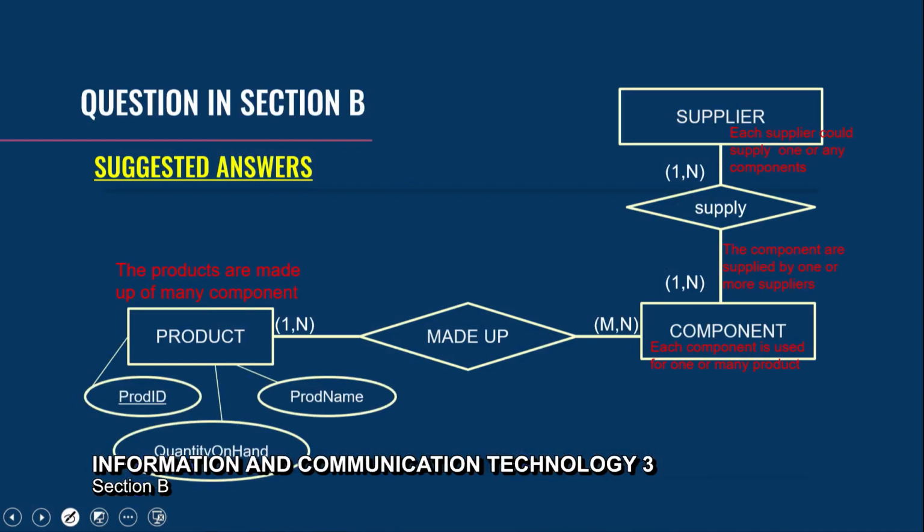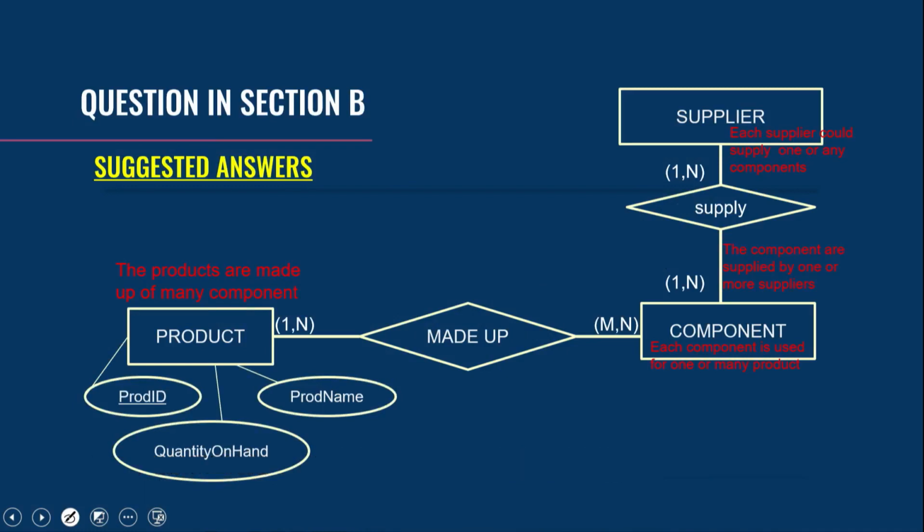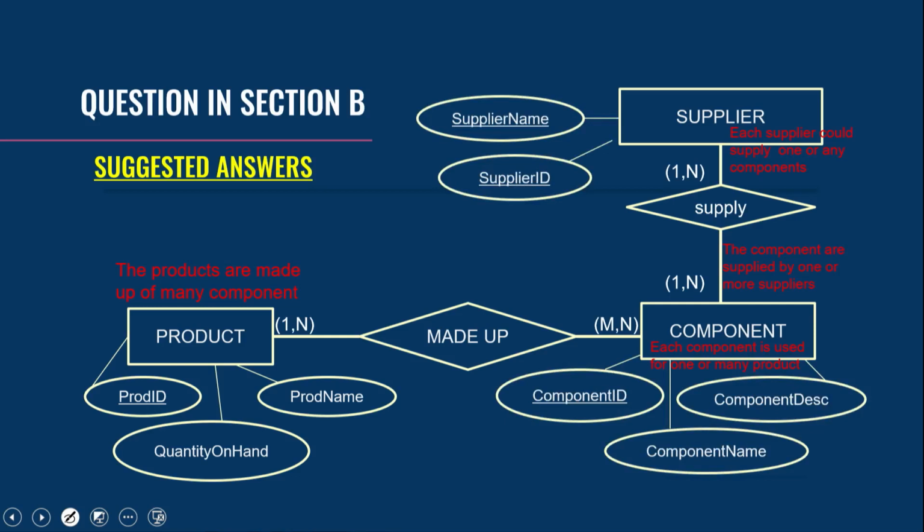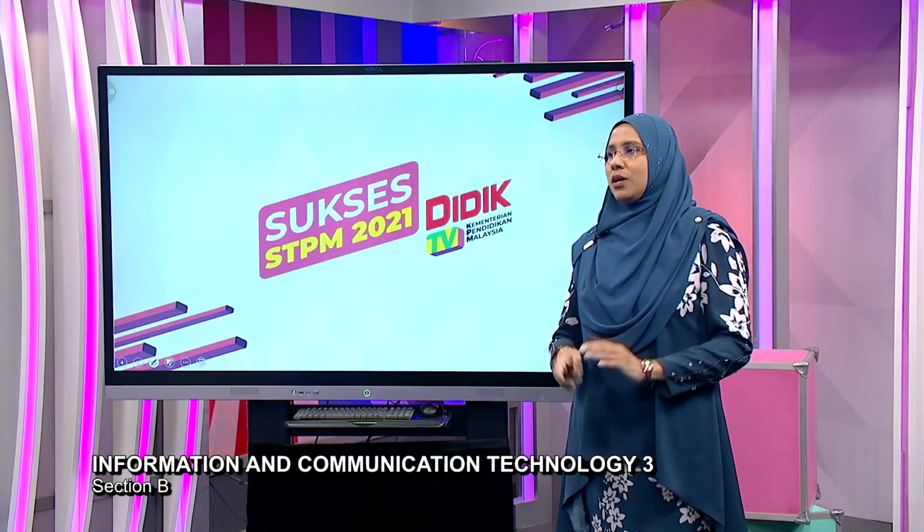And then finally, only then you write the attributes so that it won't be messy. So this is the suggested answer. For attributes, putting 3 or 4 is enough. If you put a lot, it will be messy. So that's all I could share with you.